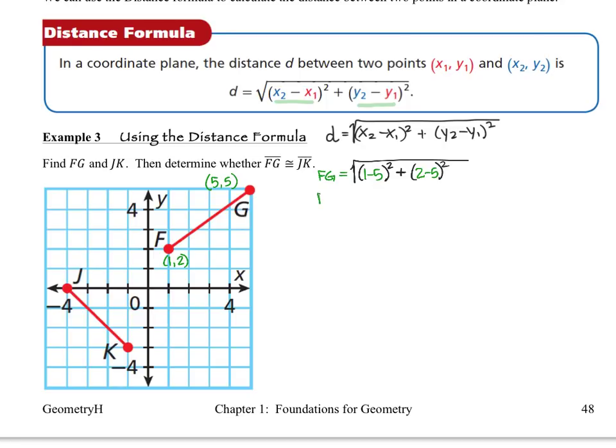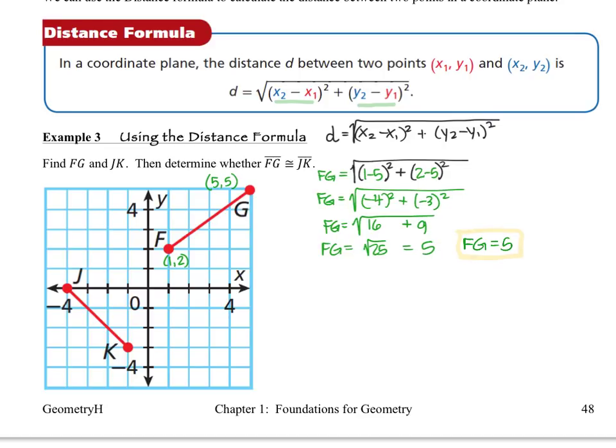Let's work through the numbers. 1 minus 5 is -4, and 2 minus 5 is -3. When we square -4, we get 16. When we square -3, we get 9. And we're going to end up with a square root of 25, which is 5. So segment FG is 5 units long.